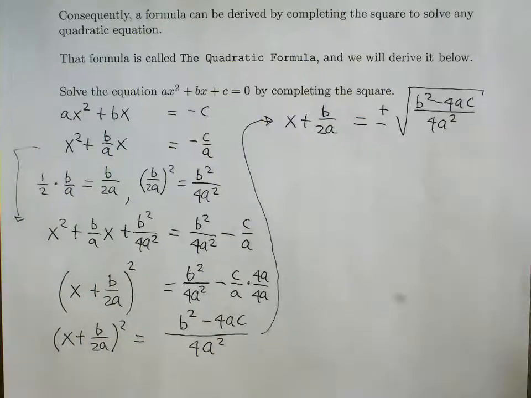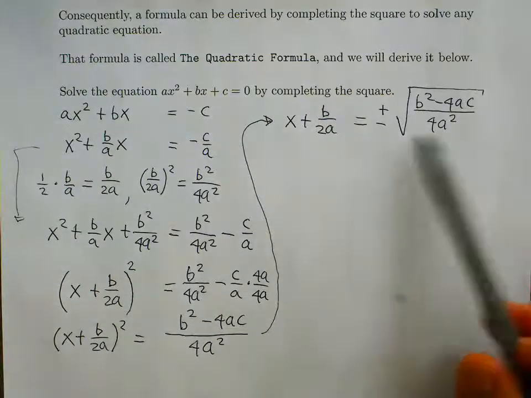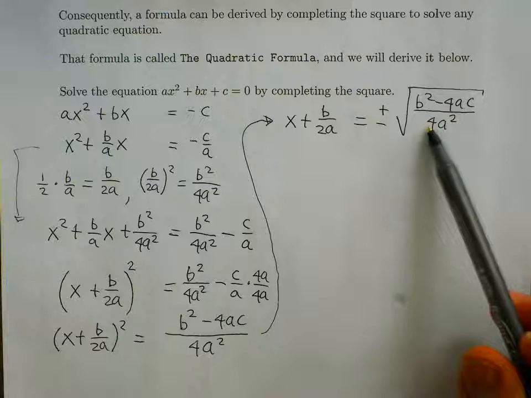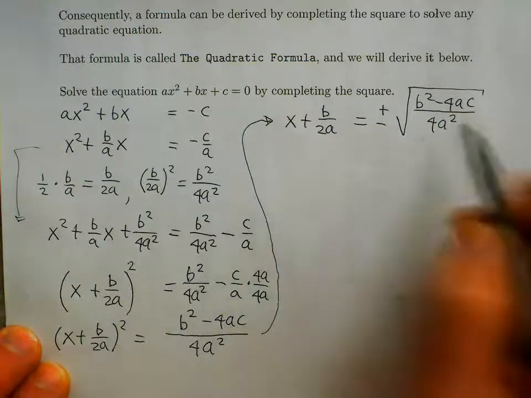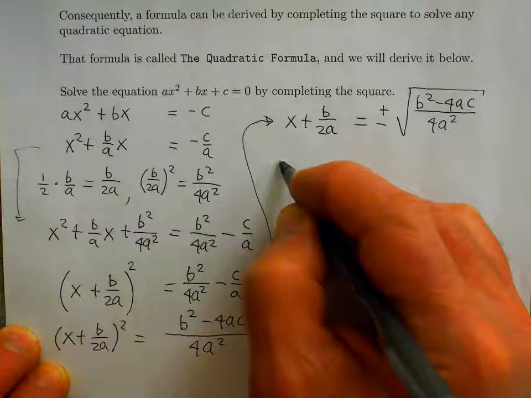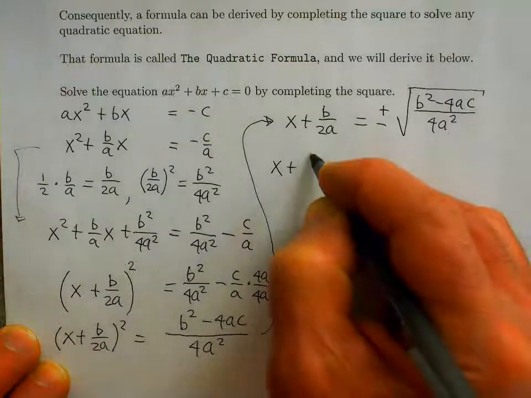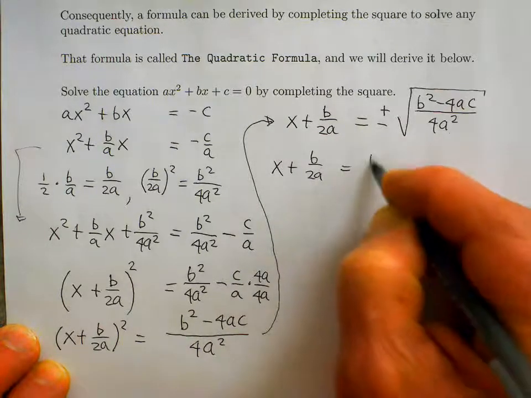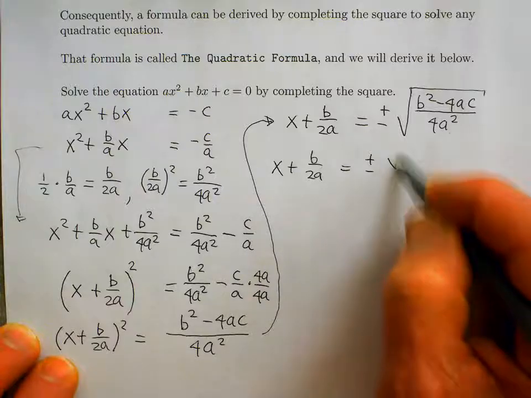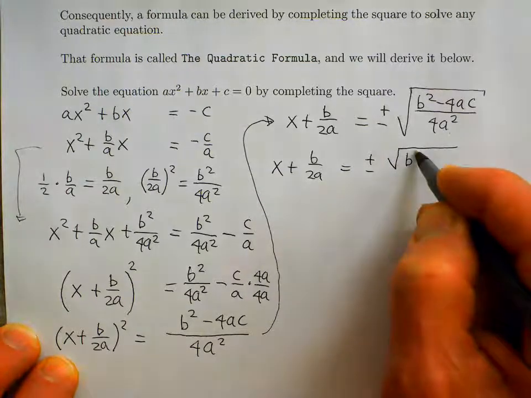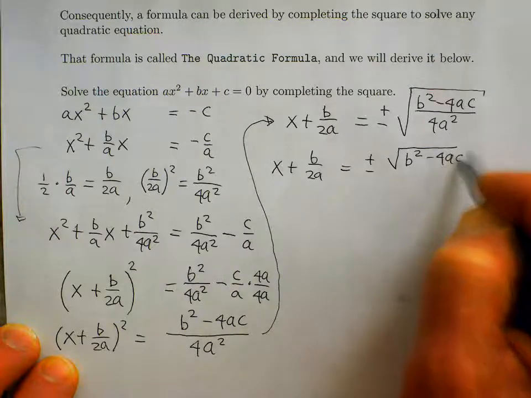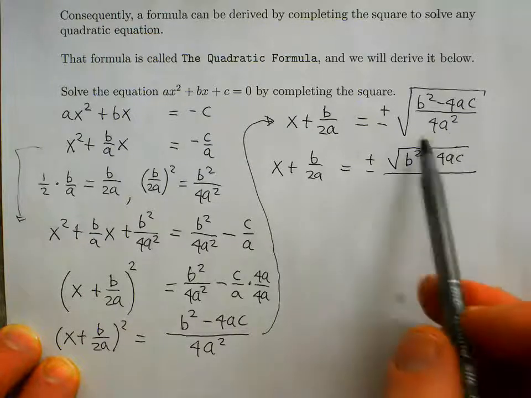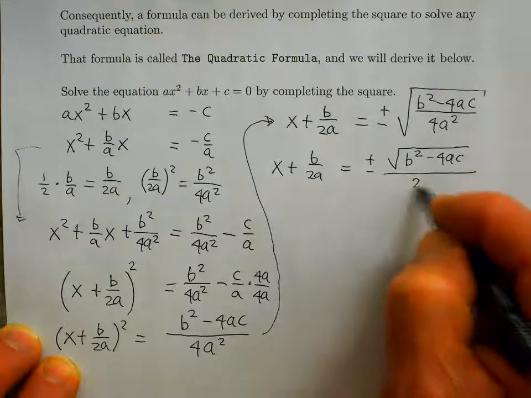Inside the square root, the denominator is a perfect square, so we can simplify this square root. We'll simplify the square root first before we do the last step. So for now, we have x plus b over 2a equals positive and negative square root of b to the second minus 4ac divided by the square root of 4a to the second, but the square root of 4a to the second is 2a.